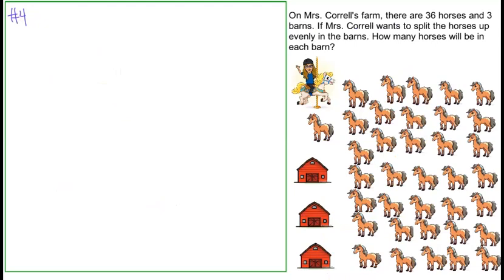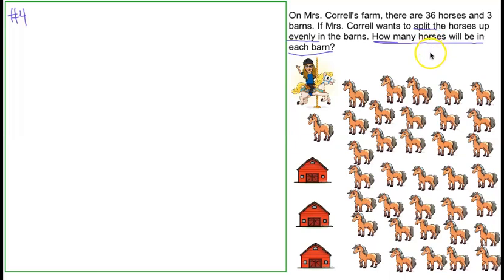All right, still on Mrs. Corral's farm, there are 36 horses and 3 barns. If Mrs. Corral wants to split the horses up evenly in the barns, how many horses will be in each barn? So, what is the question? How many horses in each barn? Okay, we're splitting up the horses evenly, splitting things up evenly. Those are some key words we're looking for.